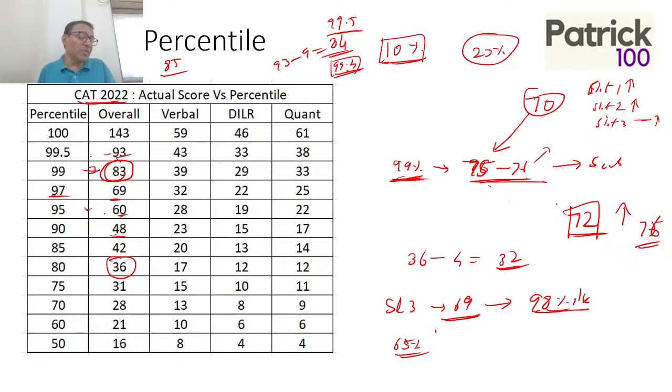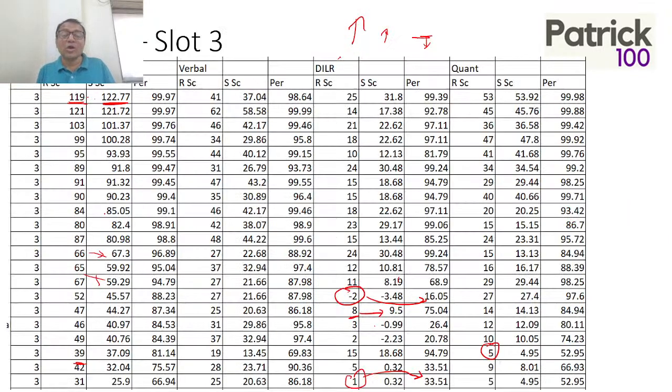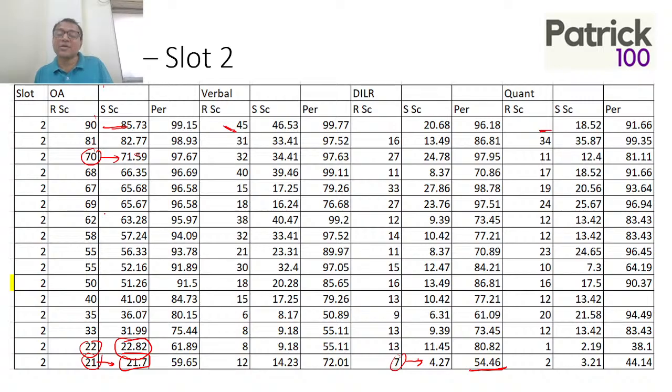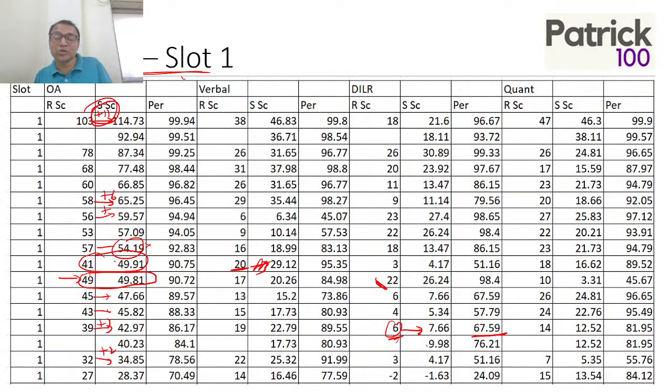Slot 3, 41.29. Okay, there are a lot of people also concerned with sectional cutoff. Now, what happens in sectional cutoffs is that it again depends on scaling to some extent. If you're scaled up, your scores will go up, and that will help you clear your sectional cutoff. If you're in a borderline case, for example, one of my students has got good marks in verbal and DILR, but in quant he has got 7 marks. So where will he stand? Will he clear the sectional cutoff? That was the question he had asked.